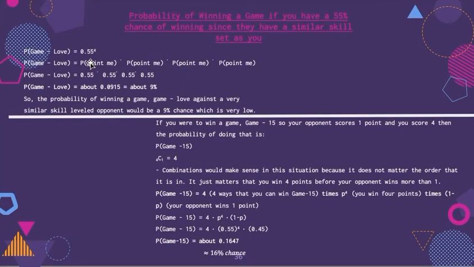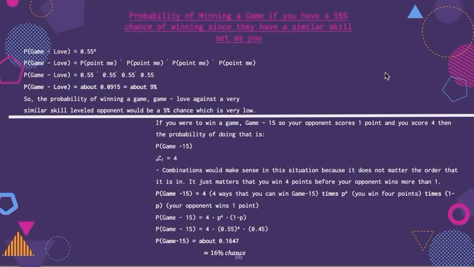The probability of winning a game if you have a 55% chance of winning, since they have a similar skill level as you. The probability of winning a game love is 0.55 to the fourth, because you would win a point, another point, another point, and another point, since you're winning 4 points. So that is about 9%, which is a very low chance.